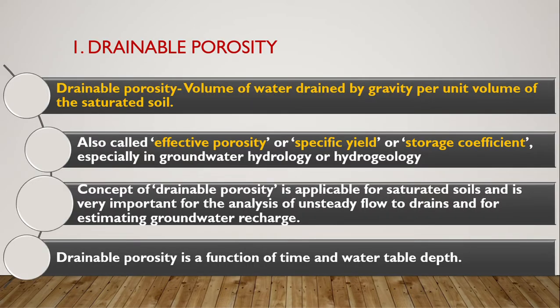First, we will see drainable porosity. It is the volume of water drained by gravity per unit volume of saturated soil. So, what do you mean by saturated soil? When all the soil pores are filled with water, that condition is known as saturation. So, from a saturated soil, how much water will be drained by means of gravity? It is known as drainable porosity. It is also known as effective porosity, specific yield, or storage coefficient.